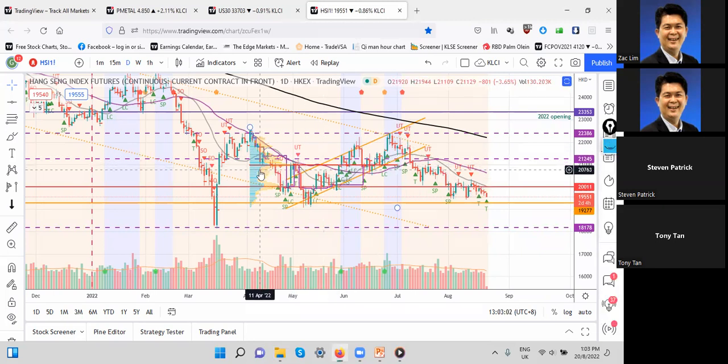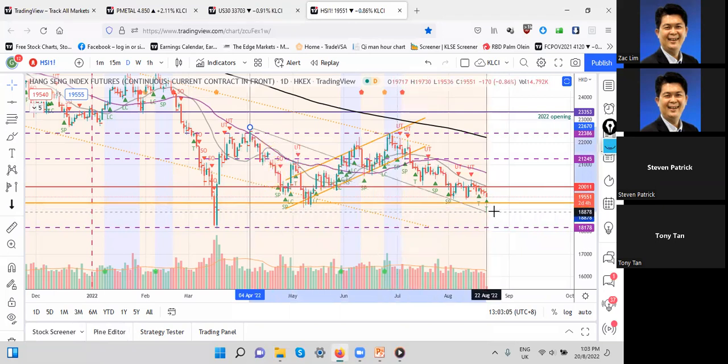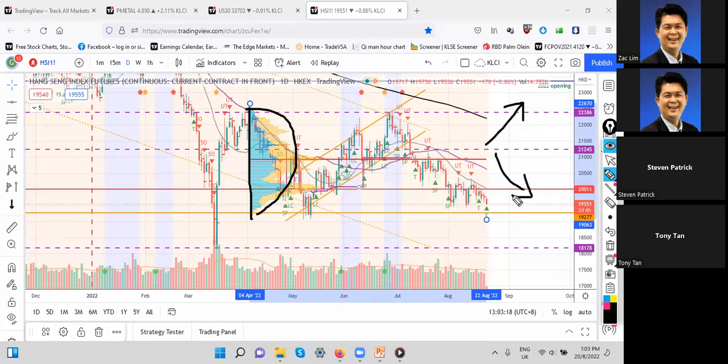Okay, so when you are using a volume profile, just from here directly until the end, you can see here is forming a D structure. What I say is a D structure means that you can go up also, down also. So this one still does not give you any direction yet.